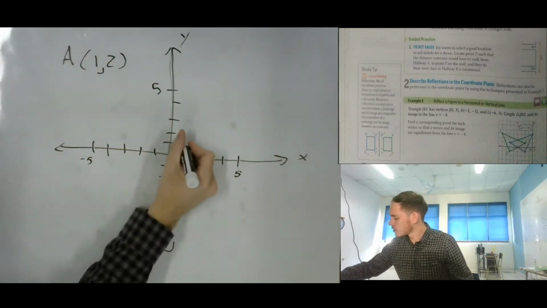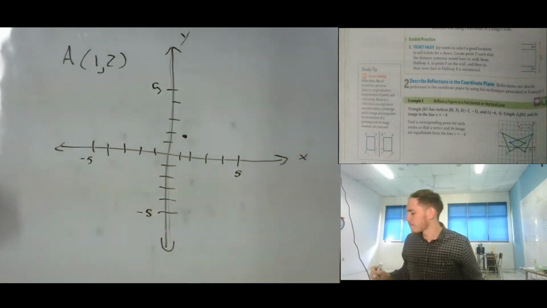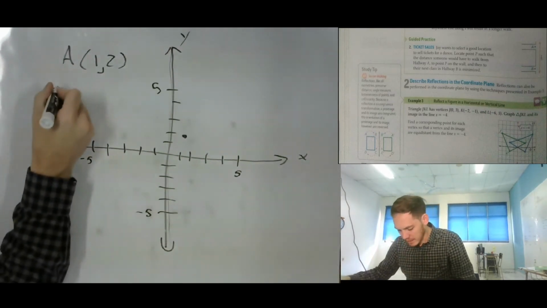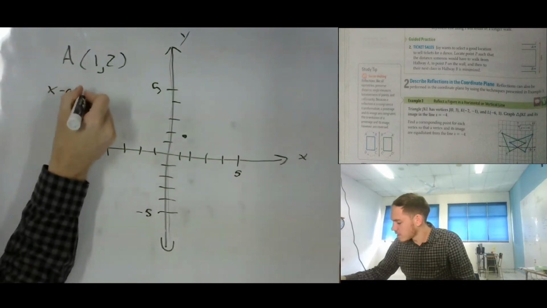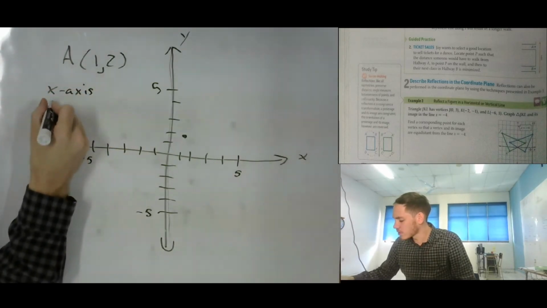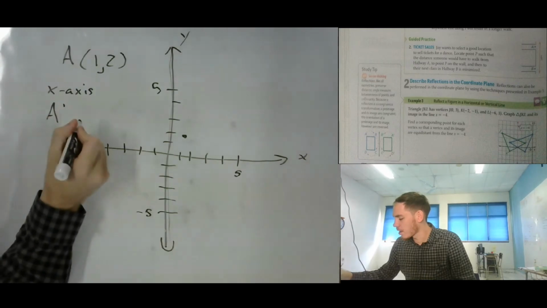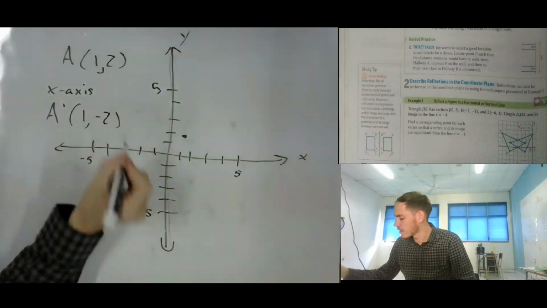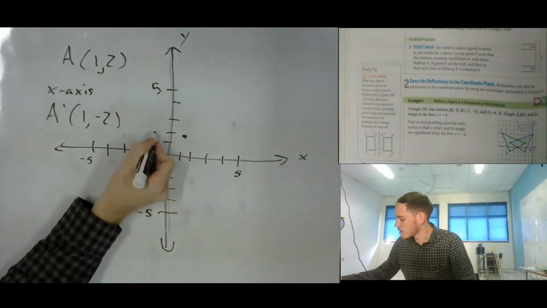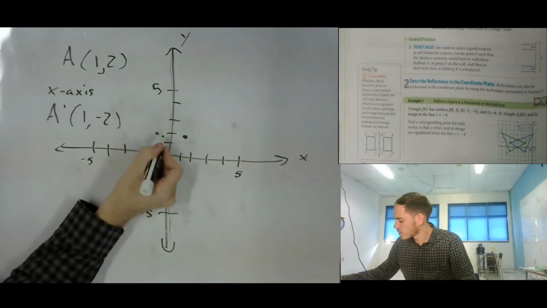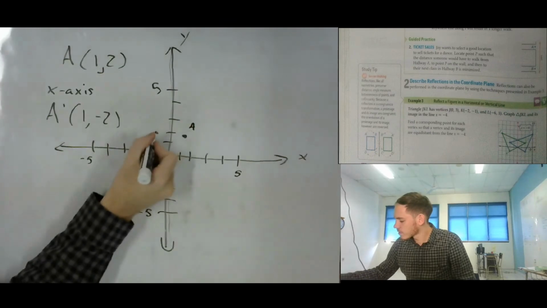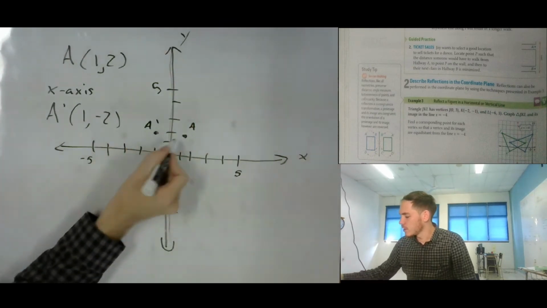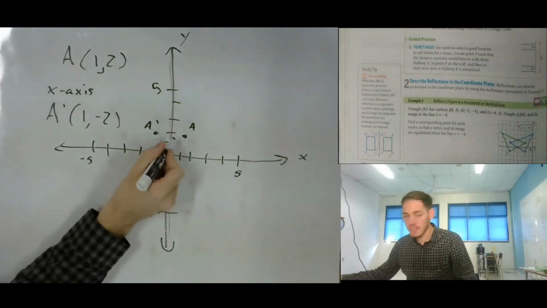So 1, 2 up. Okay, now we're going to reflect this over the x-axis, okay? Now all that changes when we reflect it over the x-axis, A prime, is going to make our y negative. So it's going to be right over here. So this is A, and this is going to be A prime. Okay? Notice it just flipped over the x-axis.